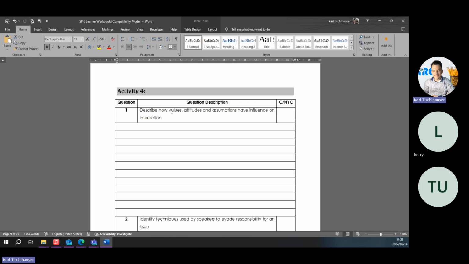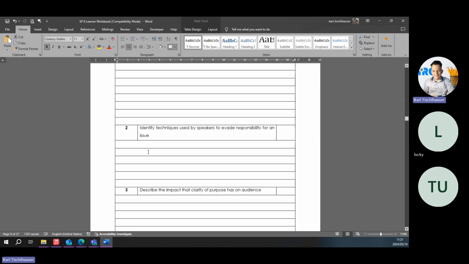And all of this has an impact on how we interact. It could mean that the interaction is positive, you get along with the person you're interacting with, or it could be a negative thing, or it could be neutral, like there's no real implication, no real impact. Okay. Number two says identify techniques that are used by speakers to evade responsibility for an issue. So, Doc, you don't have any children, do you? I do. You do, okay. When your children do something wrong, like they misbehave, do they ever change the topic?